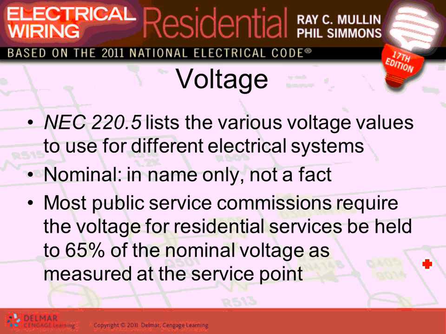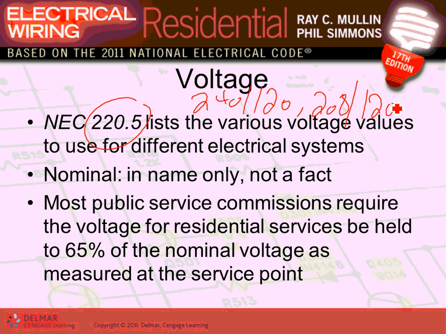220.5 lists the various voltages that we use. We'll talk about different systems. So when you go there, you're going to find 240/120, 208/120, all the voltages approved. These voltages are called nominal voltage, and as the name implies, it's not a fact.